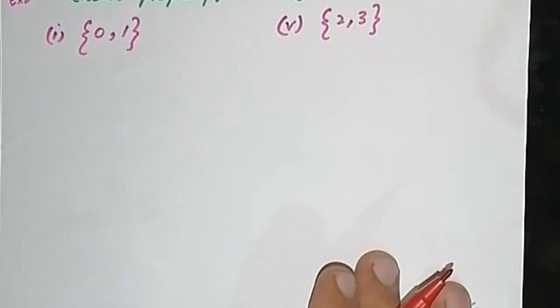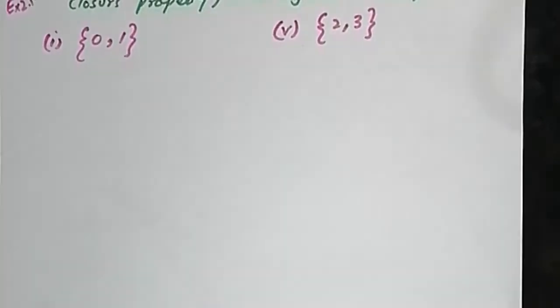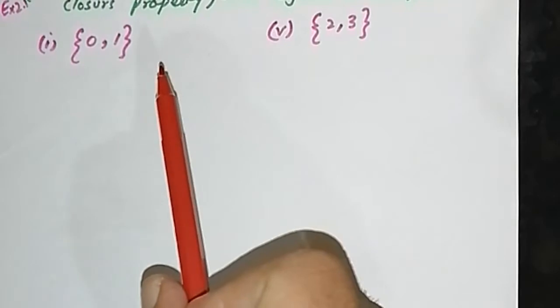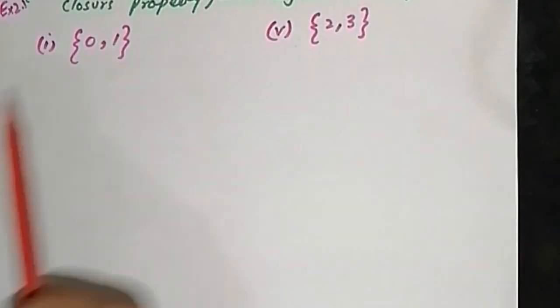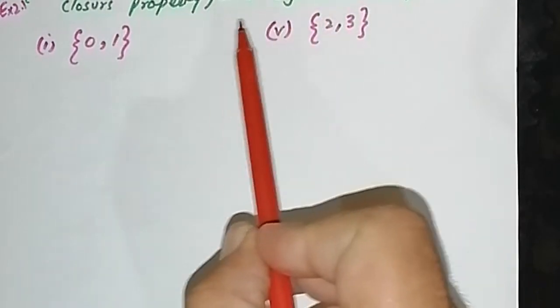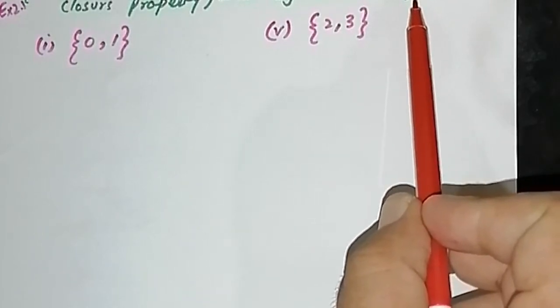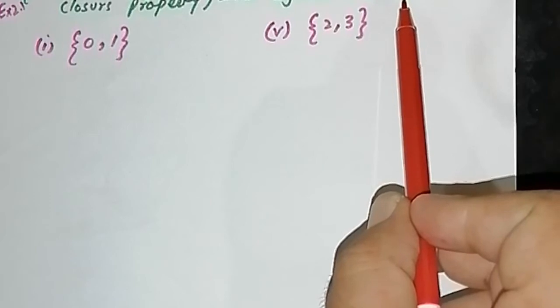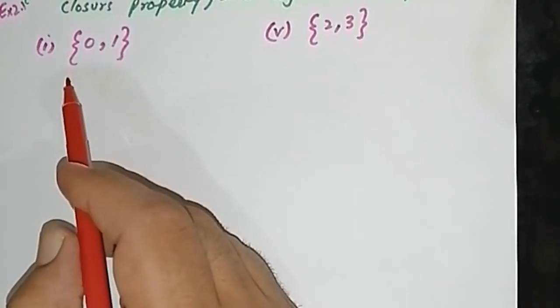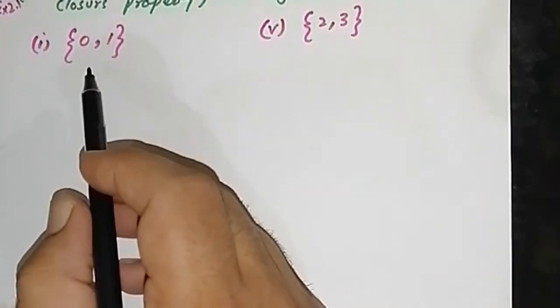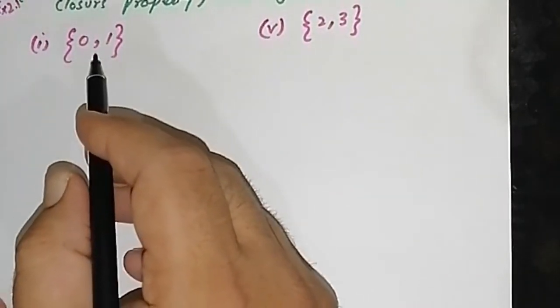Now we are solving a question and a few parts of question number 1, exercise 2.1, to understand the closure property. The question is: are the following sets closed, have closure property with regards to multiplication? The operation that we have to use is multiplication. Now the first part is the set {0, 1}. We have to verify that this set is closed with respect to multiplication.